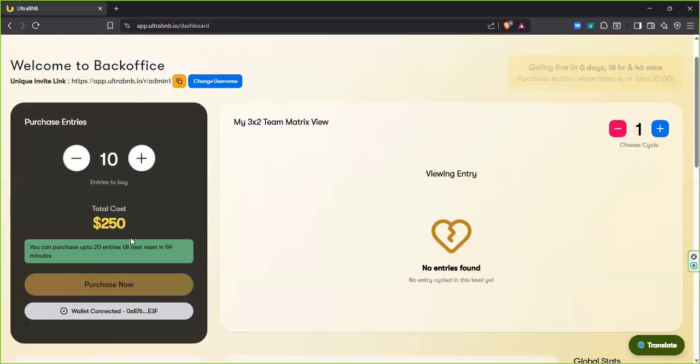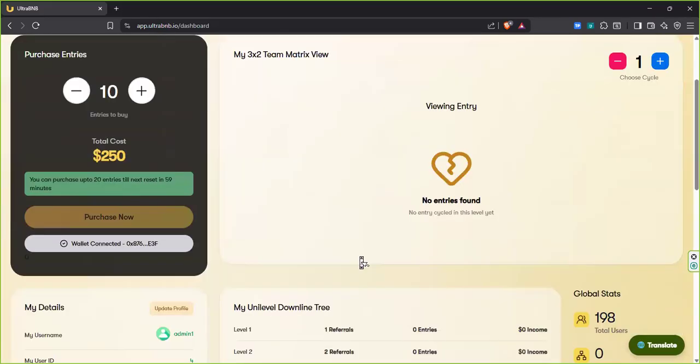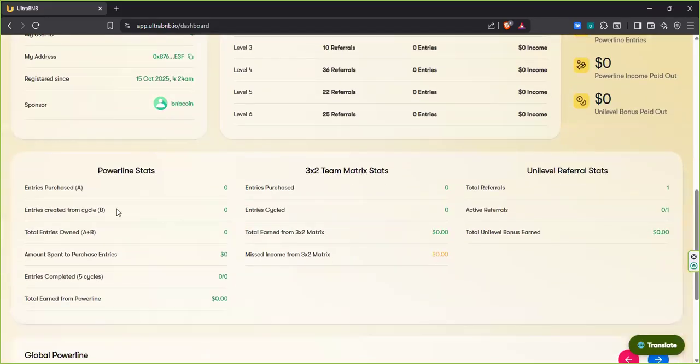After you are through purchasing your entry, it will be recorded on here. At the power line starts, you'll see the number of entries which you've purchased, or equally, you will also see it recorded on the 3x2 team build metrics, because both platforms work simultaneously. The moment you purchase an entry, both platforms are created for you that instant.